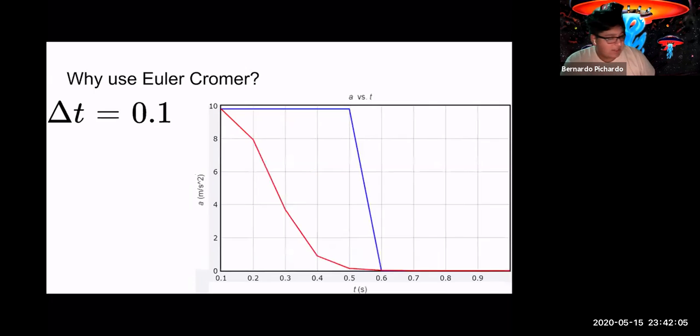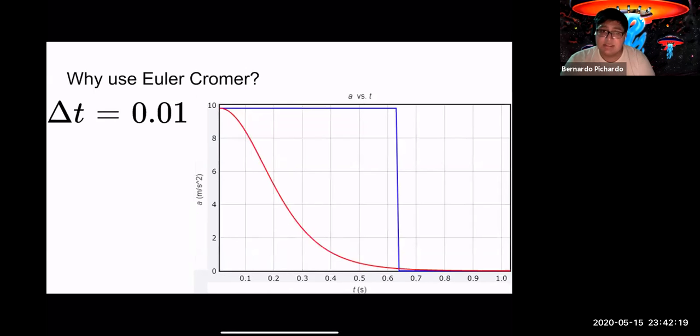If we move on to the next slide, we're going to use 0.1 seconds. Here we see something closer to what we're expecting, right? It's still a bit choppy, but we're starting to see that there's a curve happening here. Well, look what happens when we go to 0.01 seconds. Here's what we're looking for, right?